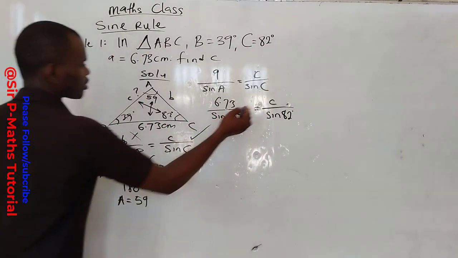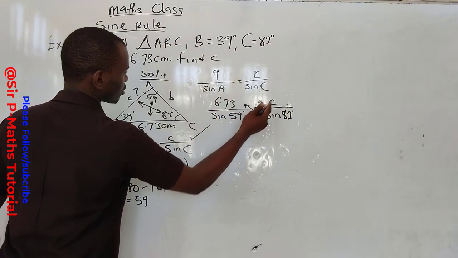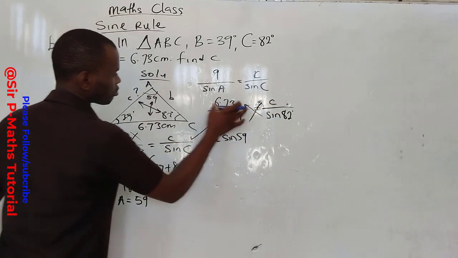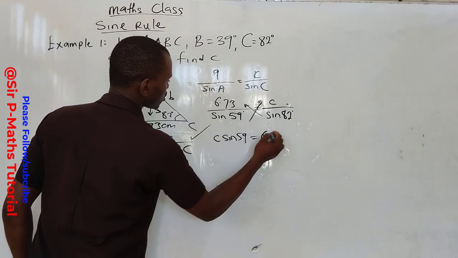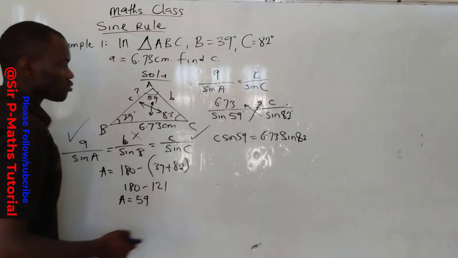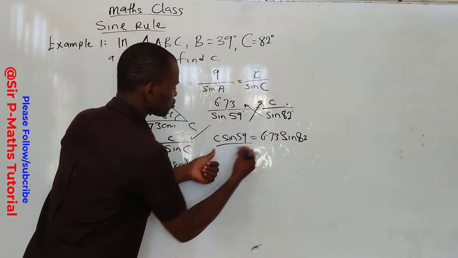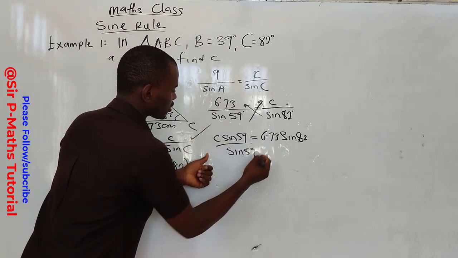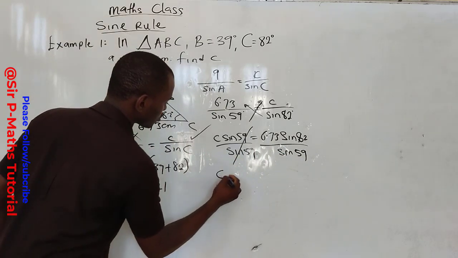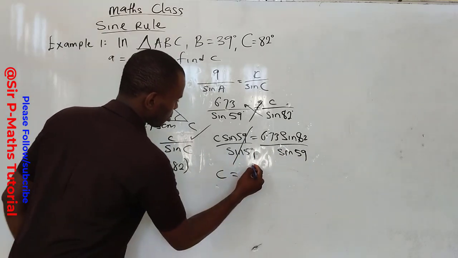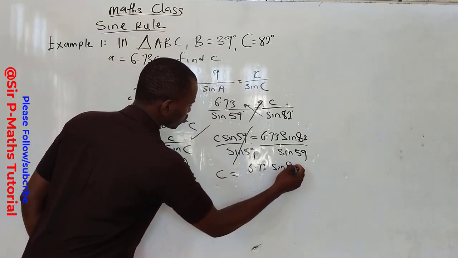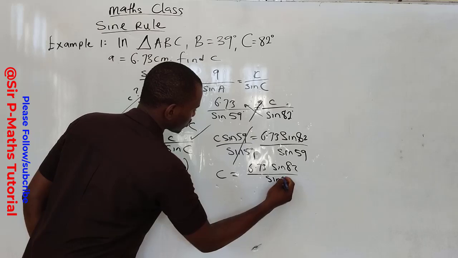Then we simplify. We cross multiply here. c multiplied here will give me c sine 59. This number multiplied here will give me 6.73 sine 82. Make c the subject of the formula. That means we divide both sides by sine 59, so that here cancels. We have c equal to 6.73 sine 82 over sine 59.